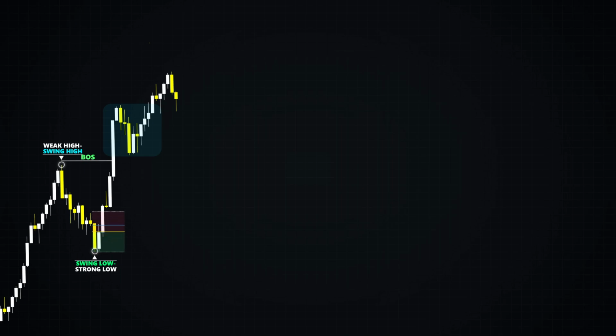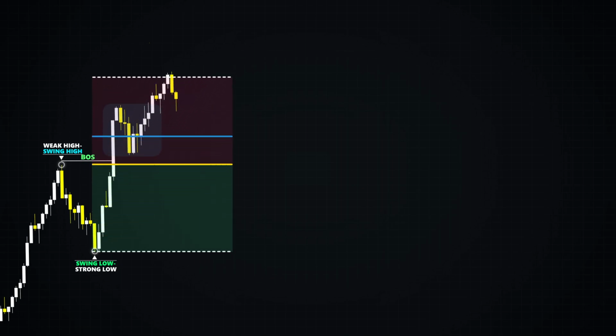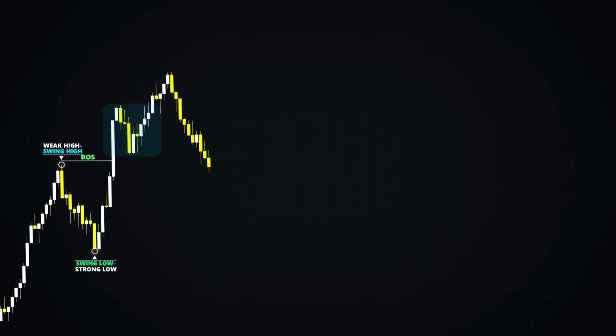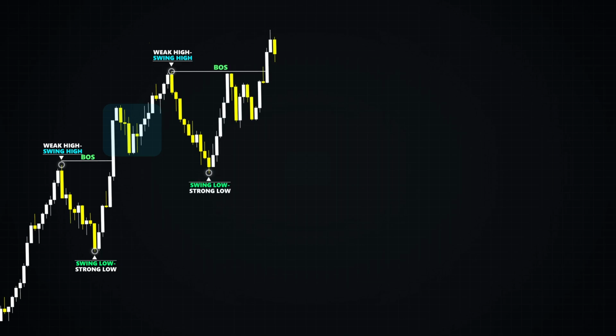Once more, we draw the Fibonacci from the new strong low to the high, and this time, price pulls back to the 38.2% level nicely. This is a valid pullback. We mark the recent weak high, and later, price breaks above it again, giving us another break of structure and confirming the new strong low.